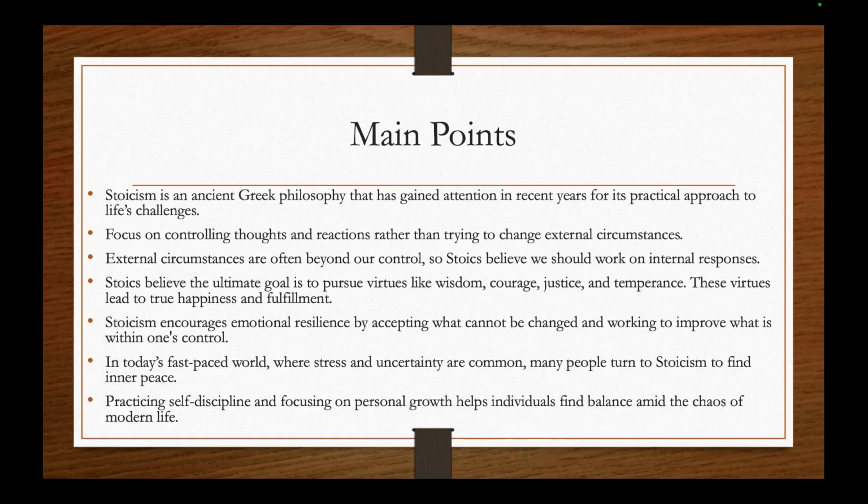The next point is Stoicism encourages emotional resilience by accepting what cannot be changed and working to improve what is within one's control. The next point is that in today's fast paced world, where stress and uncertainty are common, many people turn to Stoicism to find inner peace. And the last is practicing self discipline and focusing on personal growth helps individuals find balance amid the chaos of modern life. Now, these could possibly be the main and the most significant points that could be inferred or factually read from the passage.